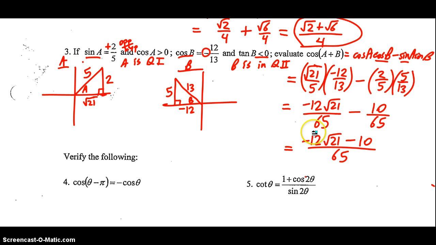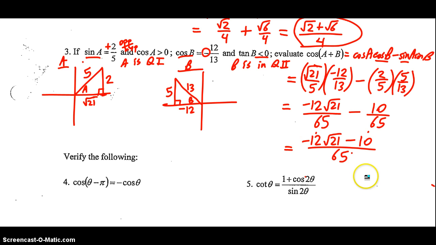The only thing you need to check: do these three numbers have anything that we can divide all three of them by? And the answer is no. 65 and 10 share 5, but they don't share it with 12. 12 and 10 share 2, right? But nothing really reduces there, so you end up with that.